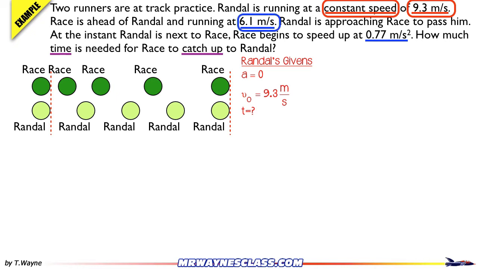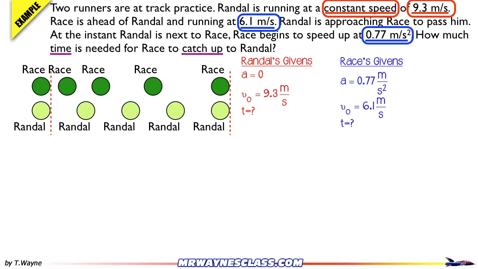For Race, his numbers are in blue, so I'll make a list of givens for him. Remember, every acceleration gets its own list, and I have two different objects, two different accelerations, so two different lists. For Race, his acceleration is 0.77 meters per second squared, and his velocity is 6.1 meters per second, and time is still the same. It's the unknown. And these two times are the same. The distance it travels is the same, and the times are the same.